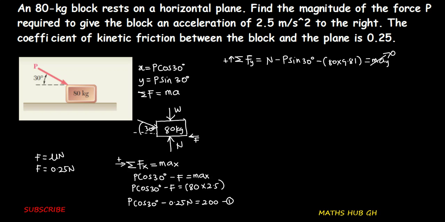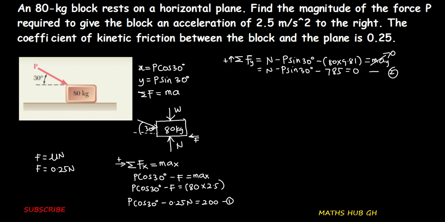So you're going to have N minus P sine of 30 degrees minus 80 times 9.81, which is 784.8, so I'll make it 785, and this should be equal to 0. This becomes our equation 2.